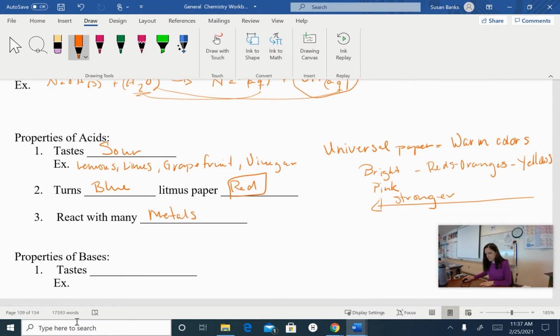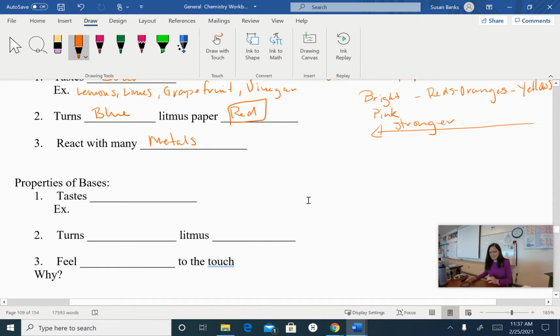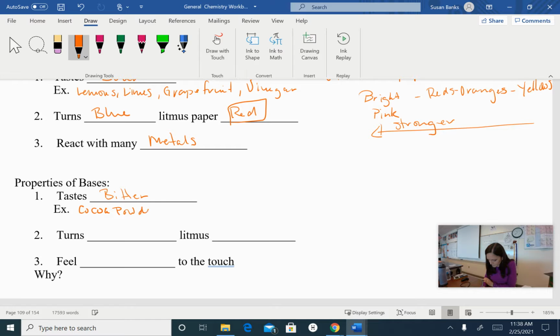Okay, let's talk about properties of bases. Bases taste bitter. If you've ever had straight cocoa powder, it's pretty bitter because it's basic. Most of the food that we eat is actually acidic, honestly. But if you've ever had alkali water, the pH alkali water, it tastes bitter because it is basic. So a good example of this is cocoa powder. That bitter taste is because it's basic.